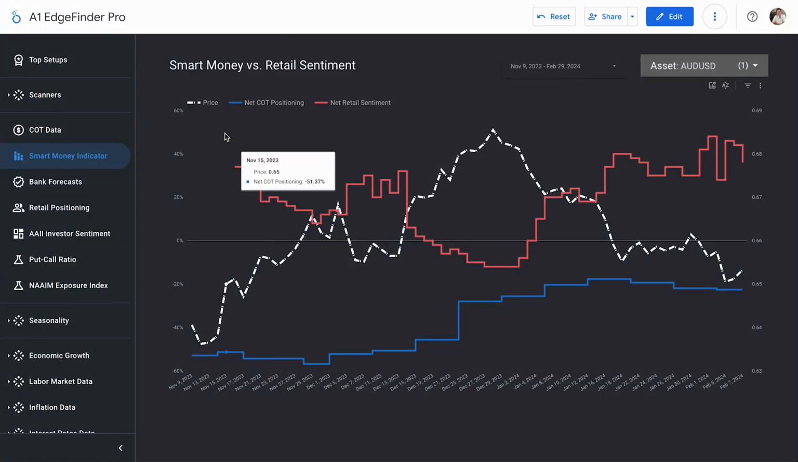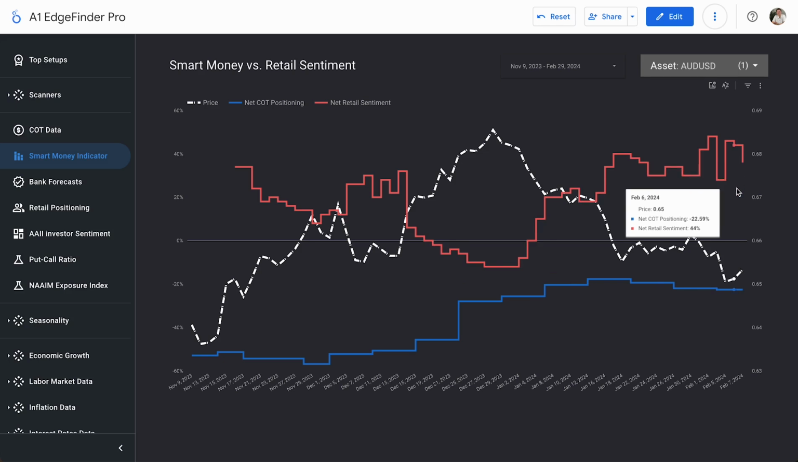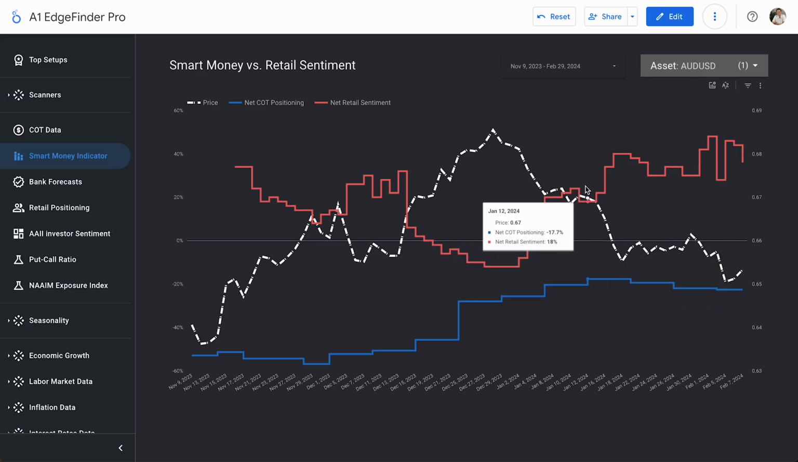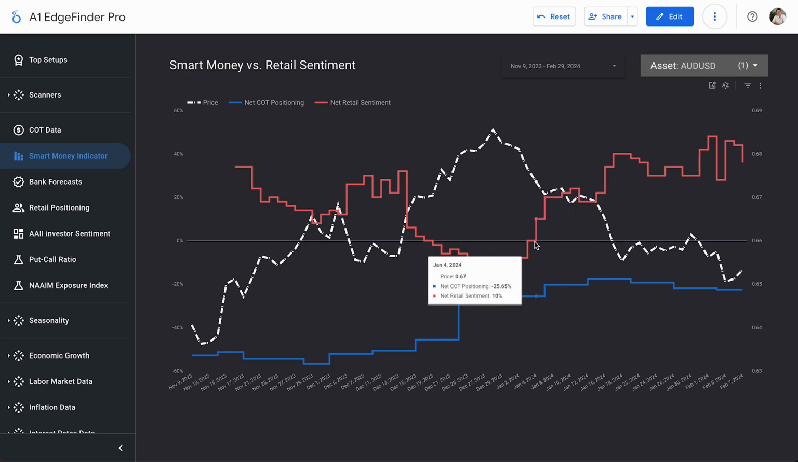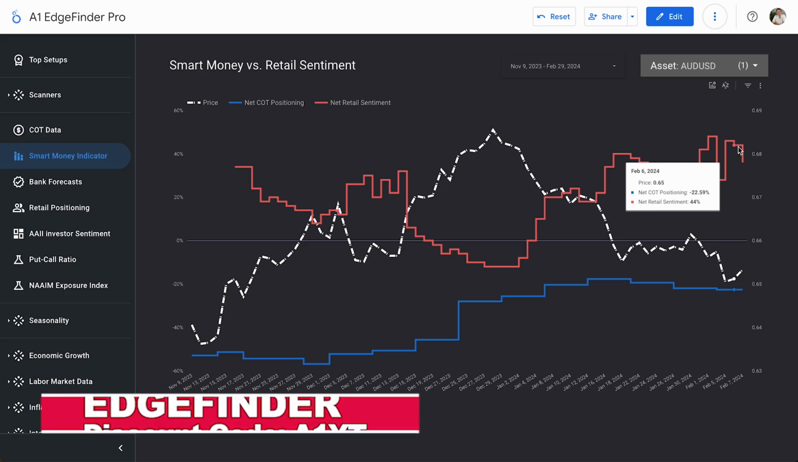So if I were going to interpret this by just looking at retail and just looking at COT for a second, right now, retail is definitely favored bullish on AUD USD as a whole. We can see that they're well above this zero line here. And in fact, it's actually been moving higher. We can look back. This is January 4th right here. So pretty much the whole month of January into February, retail traders have been bullish on AUD USD.